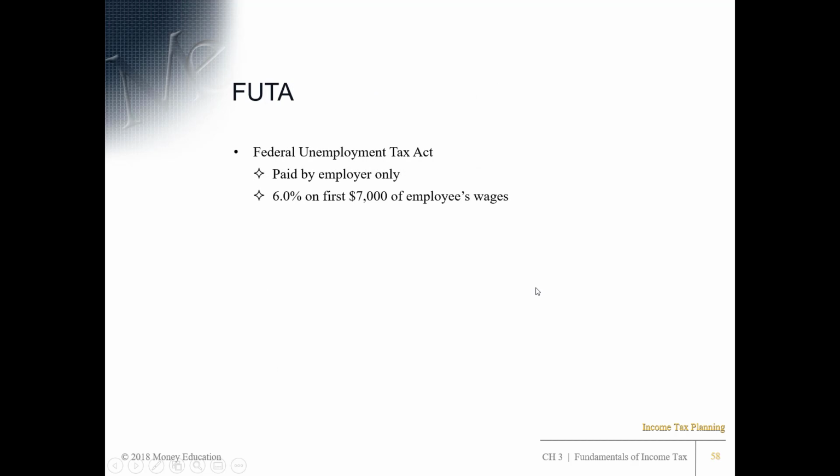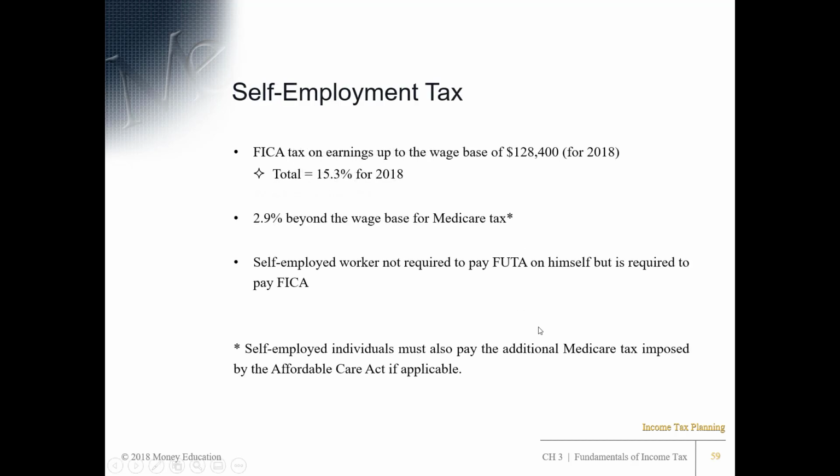Then they have FUTA, which is the Federal Unemployment Tax Act. This is paid by employers only. It's 6% of the first $7,000 in wages. This is to cover unemployment. But Massachusetts has its own unemployment.